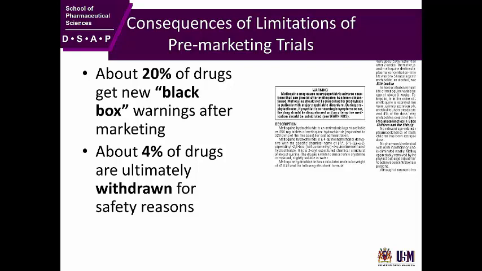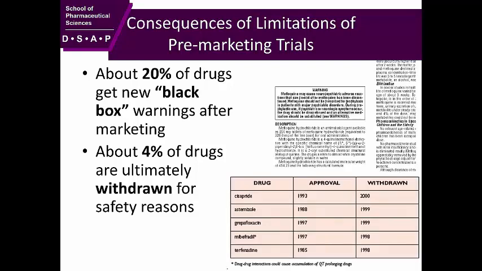And about 4% of these drugs are ultimately withdrawn for safety reasons. So we can see the history here. Cisapride, which was approved in 1993 to be used by the public, was withdrawn 7 years after being used, in year 2000. Grepafloxacin, which was approved in 1997, was withdrawn 2 years after it was marketed to the public.